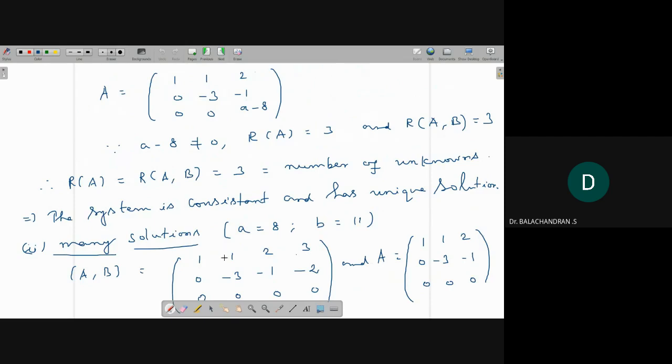So from this, I am writing 1 into x plus 1 into y plus 2 into z equal to 3. Next, 0 into x minus 3 into y minus 1 into z equal to minus 2. Similarly, 0x plus 0y plus 0z equal to 0.